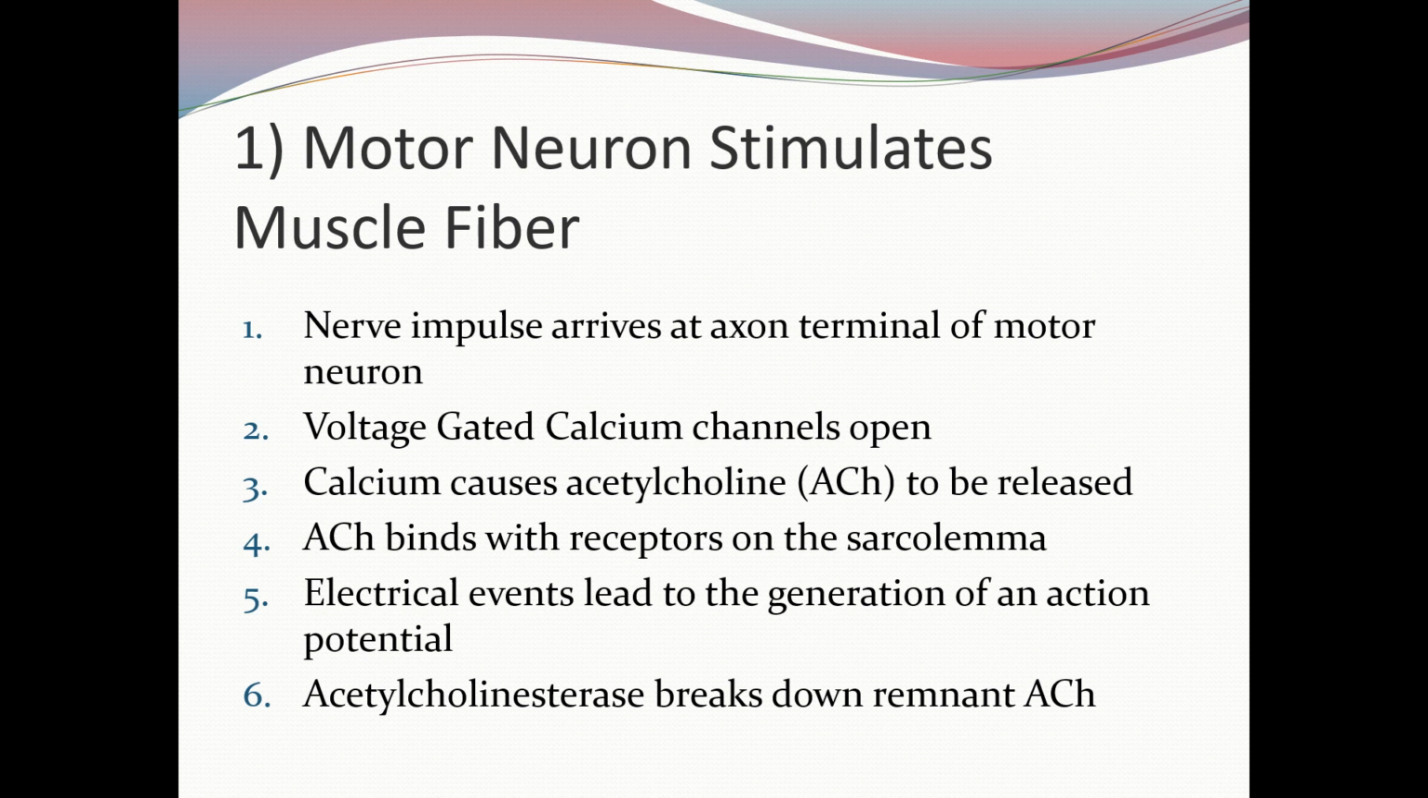Number four, the acetylcholine will diffuse down the synaptic cleft and will bind to receptors on the sarcolemma of the muscle fiber. Number five, electrical events, meaning leading to the end plate potential, will lead to the generation of an action potential. Number six, after the action potential has been propagated, acetylcholinesterase, an enzyme, will break down the remnant acetylcholine.